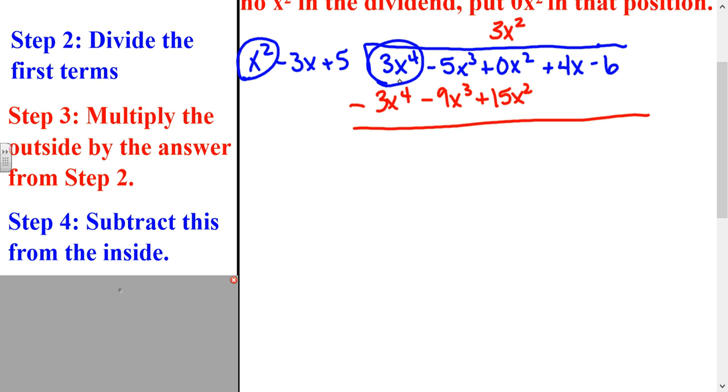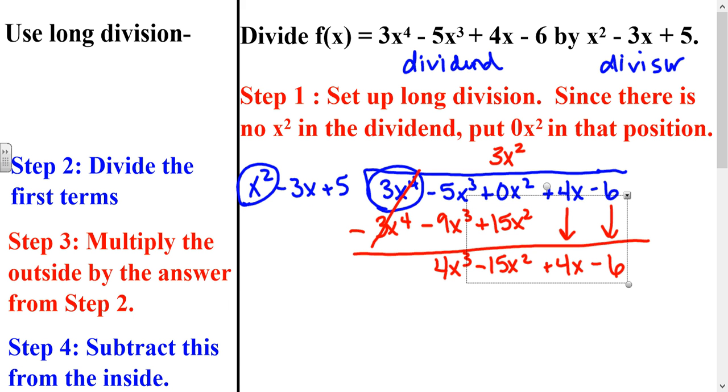Okay, so these numbers here should always cancel out. And then you really have to pay attention to your signs. So we have negative 5x cubed minus negative 9. So negative 5 minus negative 9 is going to turn into plus. So negative 5 plus 9 would be 4x cubed. And then 0 minus 15 would be negative 15x squared. And then we bring down the other numbers. So plus 4x minus 6. So now this is what we have left.